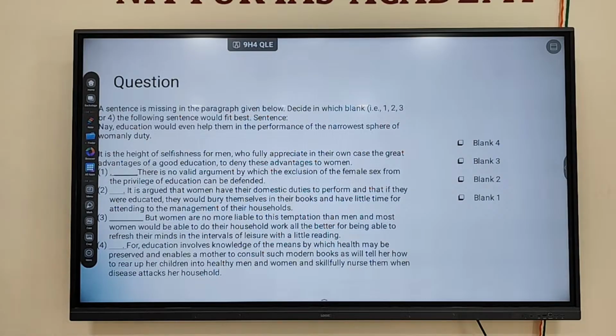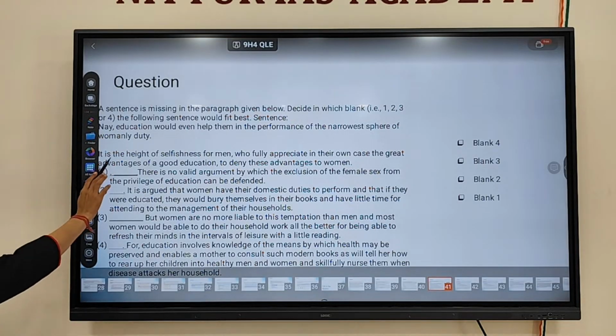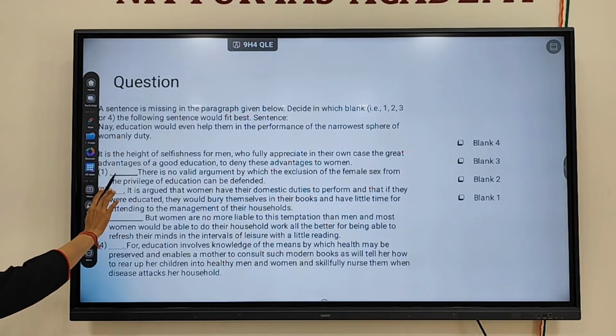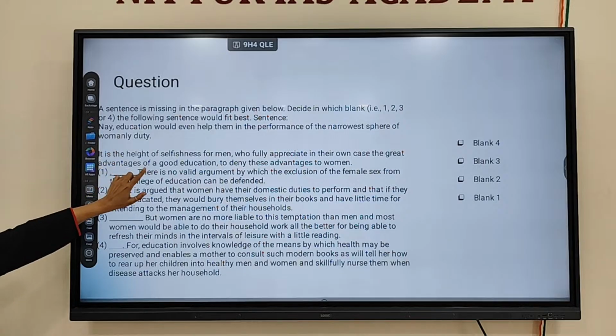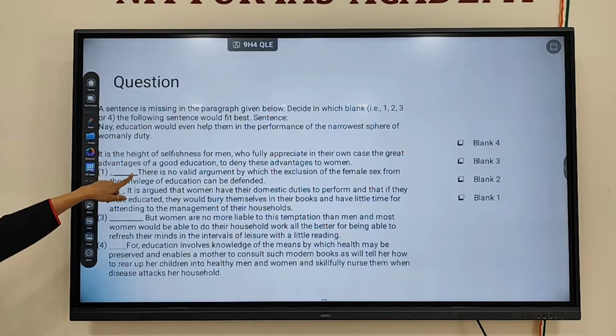The next one, again we have a paragraph. So we have the starting sentence, we have a blank, we need to fill the blank, and these are the options. It is the height of selfishness for men. Okay, first we have to see. Nay, education would even help them in the performance of the narrowest sphere of womanly duty. So we have this as a starting sentence, then we have the blank, and then we have the sentence which has to be put in the blank.